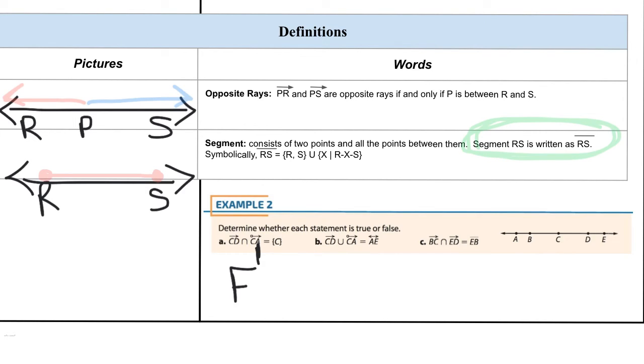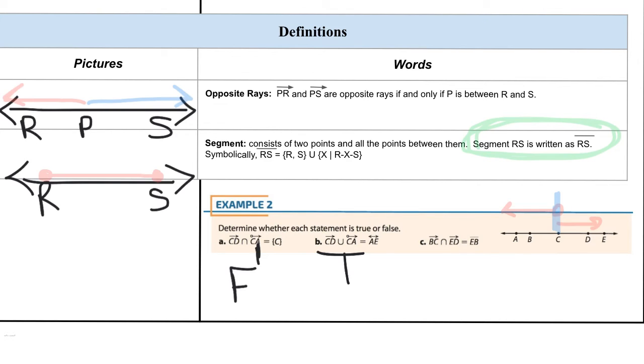Ray CD and half line CA union is the line AE. Well, let's draw on this. Ray CD goes from here over and keeps going, because remember, rays keep going. Half line CA has an open circle and goes that way. Their union, all of them together, is the entire line. Yes, because the point right there fills in that empty circle, and the arrows extend the entire line. So that statement is true.